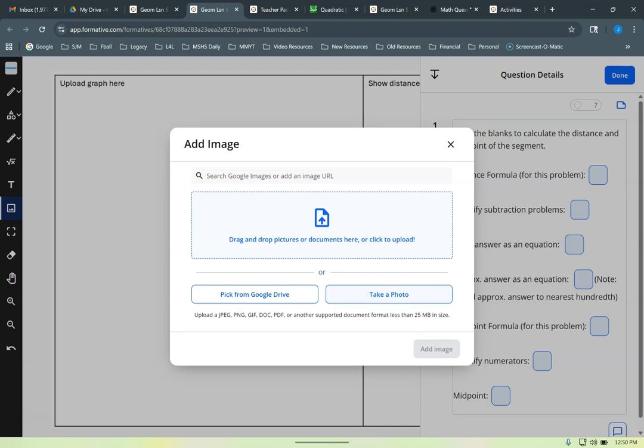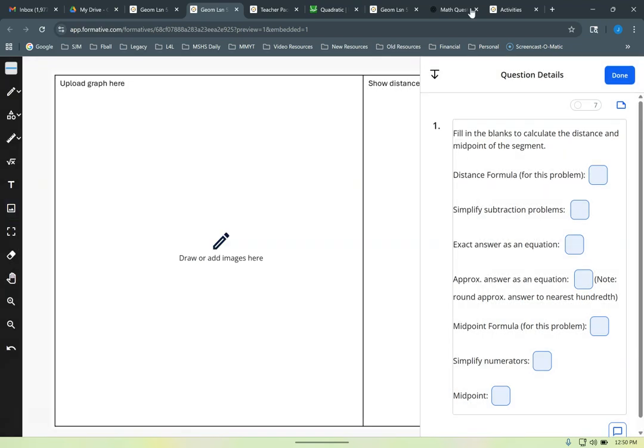Now, don't use the Formative take a photo option, okay? Because you won't be able to crop it in Formative. You're going to have to crop it in your actual photo app. All right? Now, I'm going to come around and help you guys get this done.